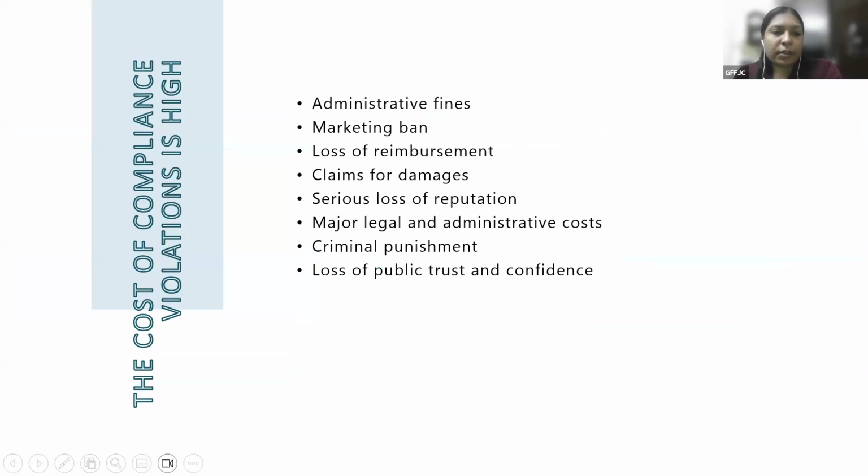Okay, so as we saw in the three case studies, the cost of compliance is very high, right? You can have administrative fines. You saw the high amount of fines that can come. You can have marketing bans. You can have loss of reimbursement, claims for damage, serious loss of reputation, criminal punishment in some cases. But ultimately, it's really about loss of public trust and confidence, which you don't really want for your organization, right?